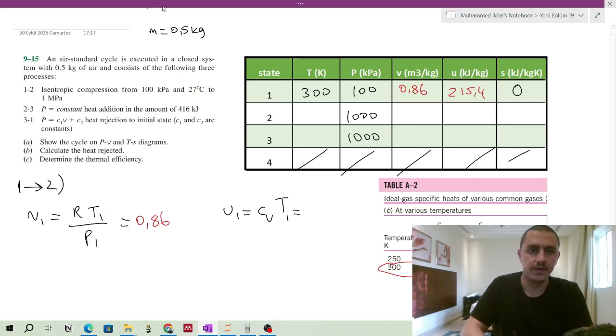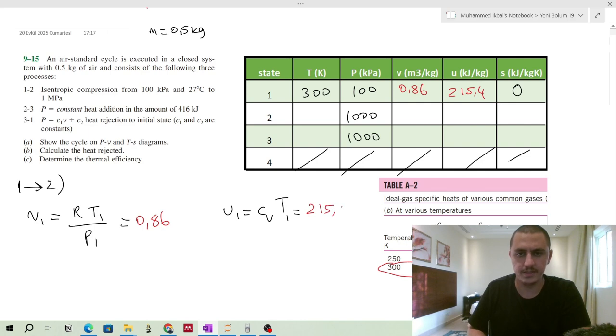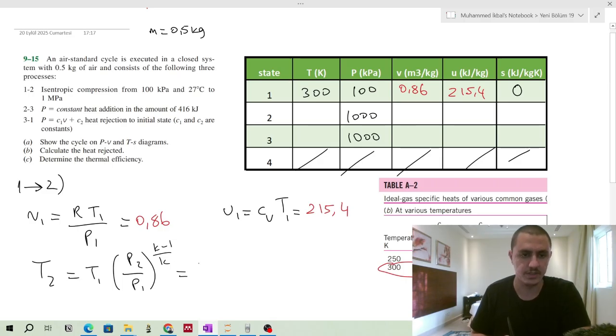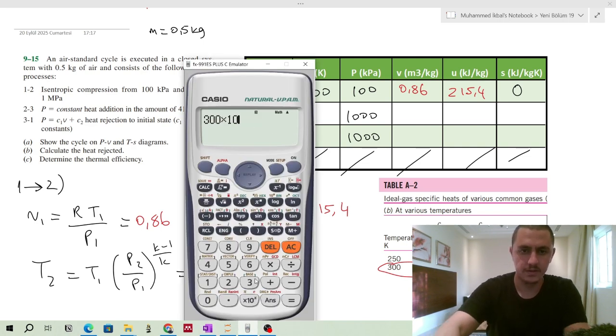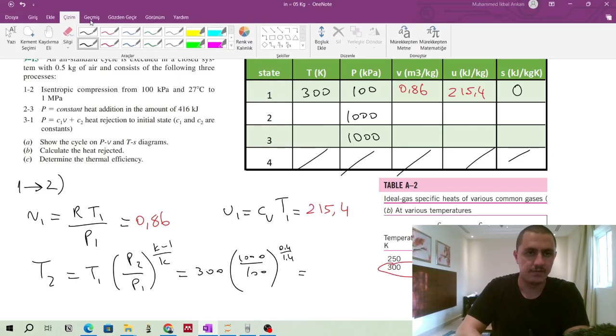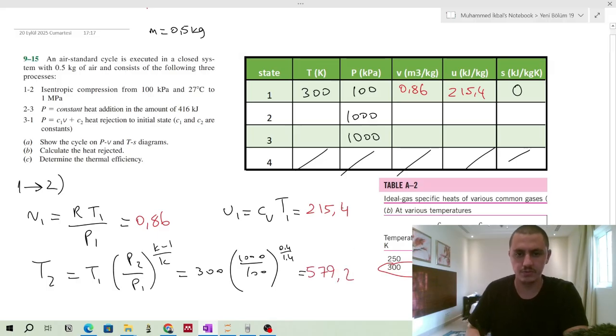Second one, when you go to the second state, you just focus on the definition of this process. It's isentropic, so you can use isentropic relations, which are like this for constant specific heat ratios. So here 300 times the pressure ratio, just put the values. Then k is 1.4 from the table. So you will calculate 10 to the power 0.4 over 1.4. That will give you the second temperature, which is 579.2 Kelvin.